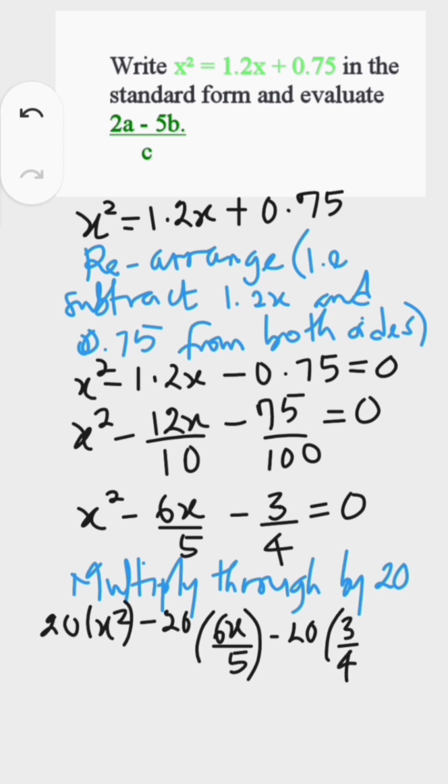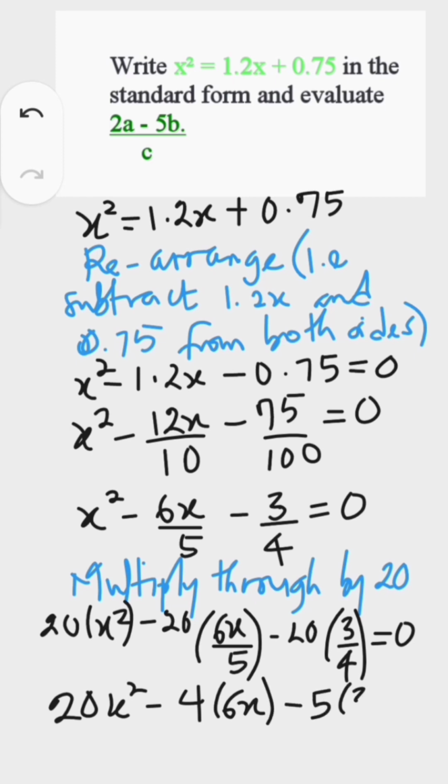And 20 times 0 on the right hand side is 0. So we have 20x squared. 5 in 20 gives 4, so we have minus 4 times 6x. And 4 in 20 gives 5, so that's minus 5 times 3 equals 0. And that gives 20x squared minus 24x minus 15 equals 0.